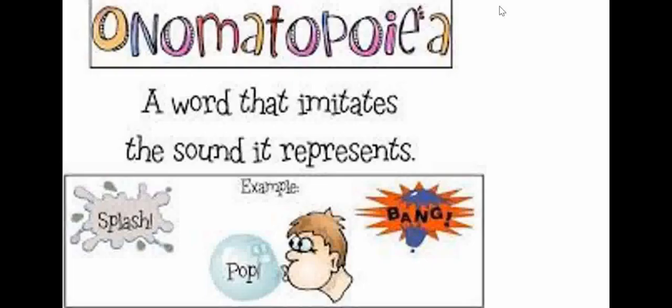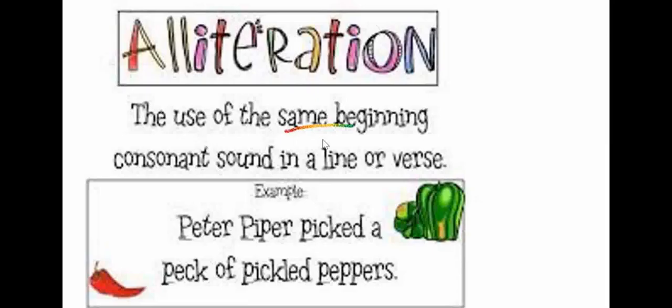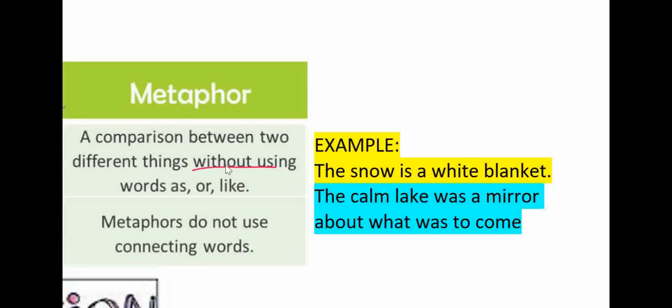Next, onomatopoeia is a word that imitates the sound it represents, like pop, splash, bang. Next, alliteration is the use of the same beginning consonant, like Peter Piper picked a peck of pickled peppers. Next, metaphor is a comparison between two things without using the words as and like.